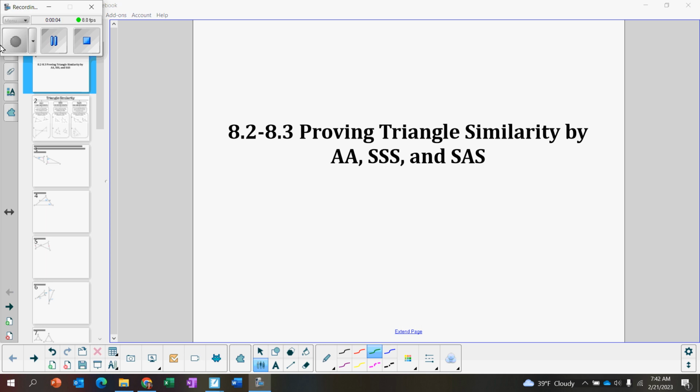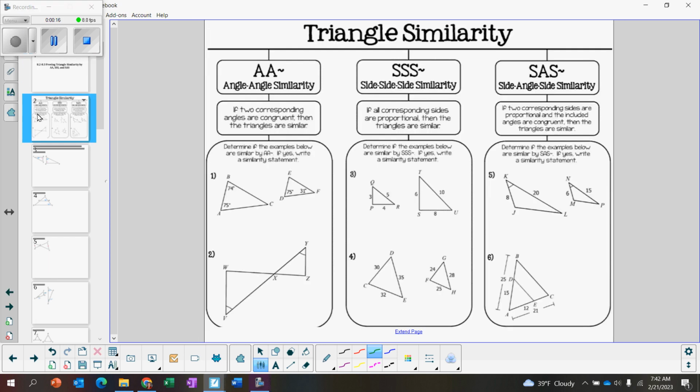This is lessons 8.2 and 8.3. Today we'll be proving triangle similarity by AA, SSS, and SAS. We've seen most of those letter combinations before when we talk about triangle congruence. Now we're going to talk about triangle similarity. For AA triangle similarity, if two corresponding angles are congruent, then the triangles are similar.